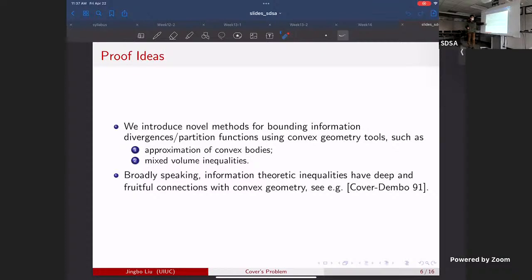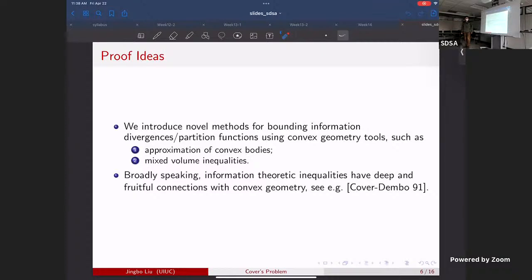So these are the two areas about convex geometry, which I'm going to talk about next. Broadly speaking, there are many interesting and deep connections between information theoretic inequalities and convex geometry. For example, even Tom Cover himself had written a paper with Amir Dembo in the 90s about the connections between the Brunn-Minkowski inequality and the entropy power inequality in information theory.